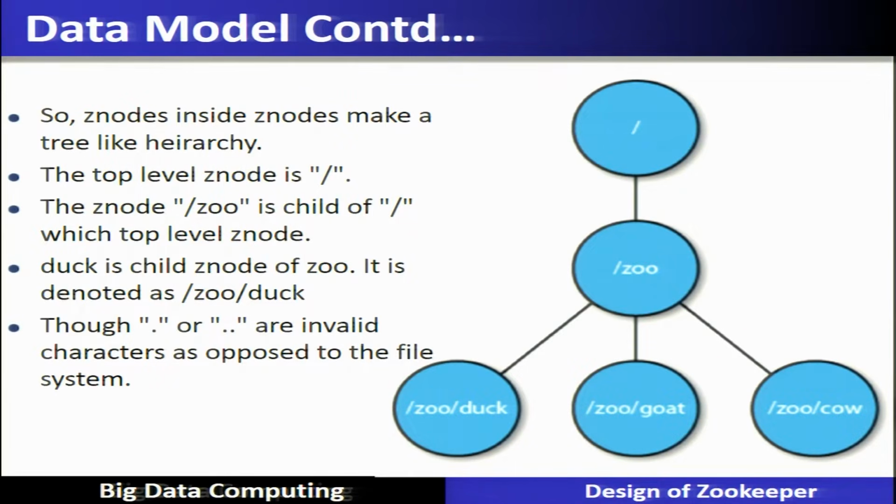So, here we can see that a Znode inside a Znode will make a tree structure, where the top level Znode is the root node, and let us say a child is a Znode of this top node, zoo, and this is called duck, and so on. There will be a hierarchical way these Znodes will be organized in the namespace. So, it provides a data model of hierarchical tree structure to support the namespace.